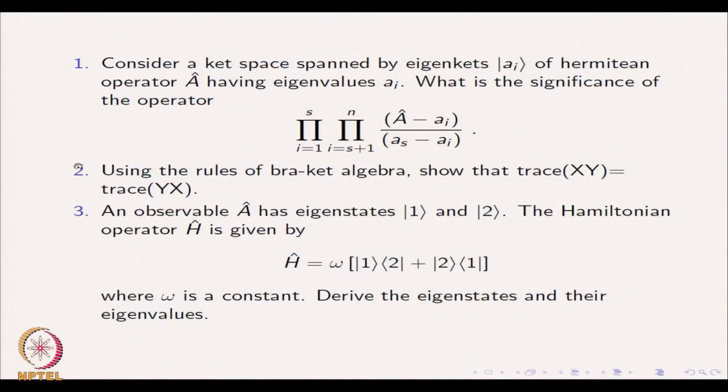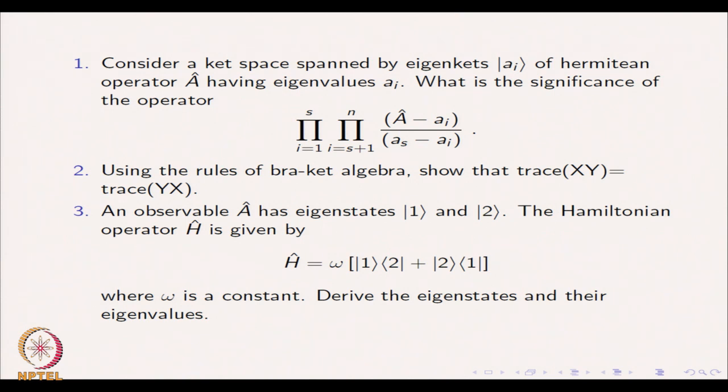So, the first problem is... you will see after the result that this particular operator which is given to you, the product of (A minus a_i) upon (a_s minus a_i), is a special operator. After solving this, you will come to know what I am talking about.